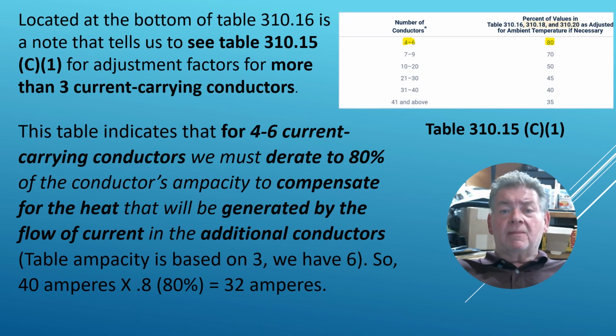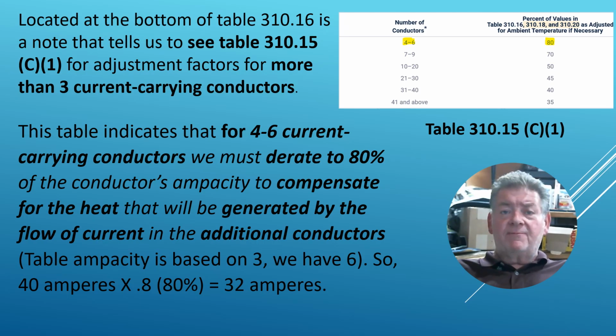Located at the bottom of table 310.16, there's a note that tells us to see table 310.15C1. We can see that table in the upper right-hand corner of this slide. When we go to that table, it indicates that if we have 4 through 6 current carrying conductors, then we have to derate or adjust our ampacity down to 80% of its table ampacity to compensate for the heat that will be generated from the flow of current in the additional conductors, the additional wires.